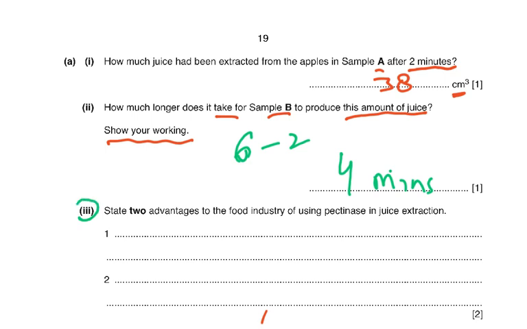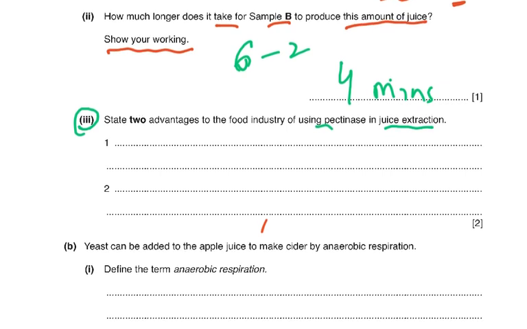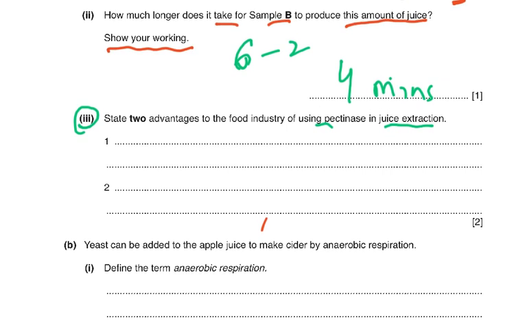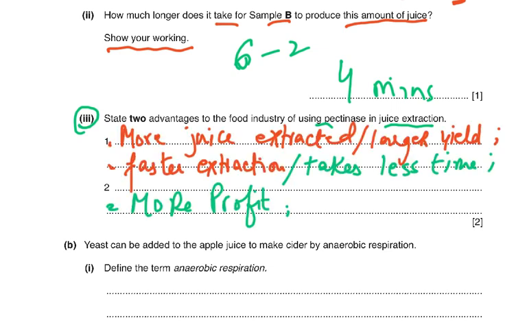Then state two advantages to the food industry of using pectinase in juice extraction. Now that's a question, why do we use pectinase in juice extraction? Basically we use it for more juice extracted, or you can say a bigger yield, and faster extraction, or you can say it takes less time. And of course, if you have more juice, then you sell more of that, so more profit. So that is why you use it in the food industry. So how do you write this? More yield, more juice extracted, faster extraction, it takes less time, and more profit, or you make more money.